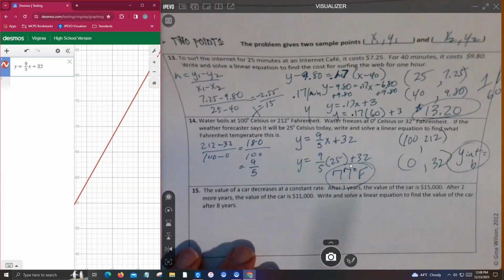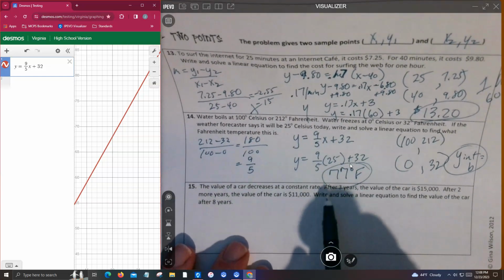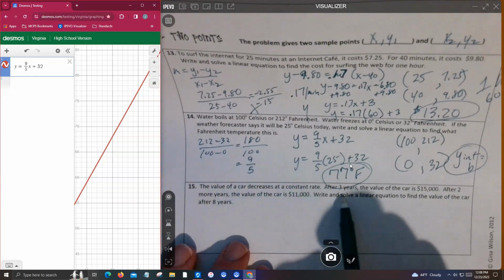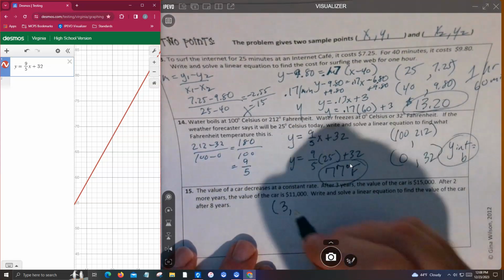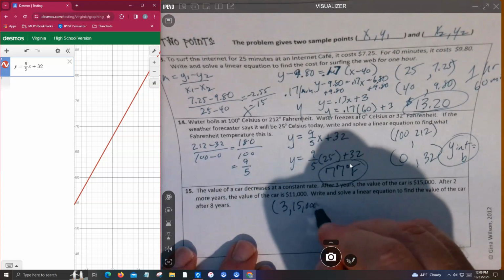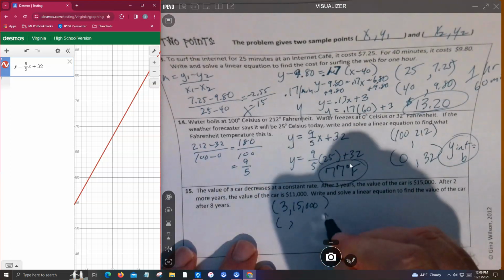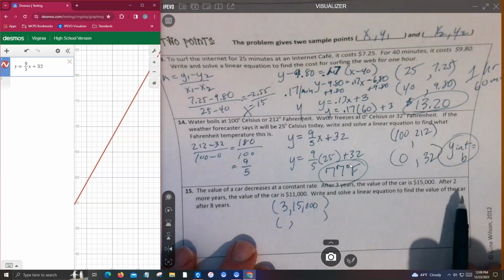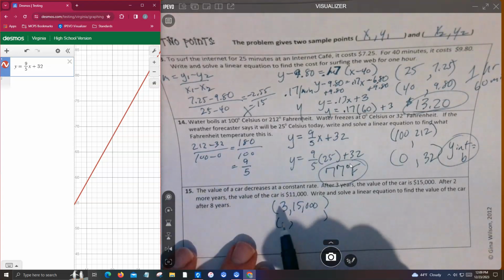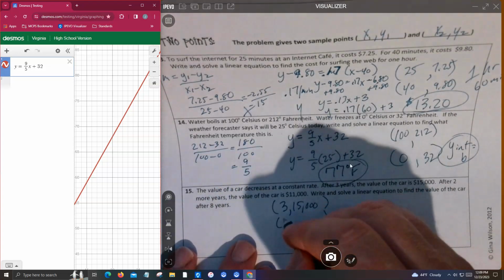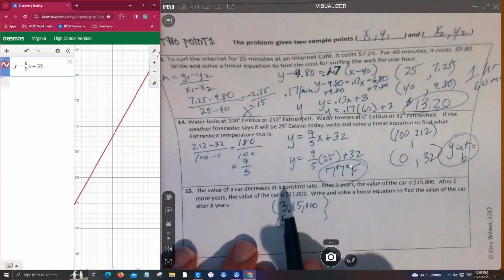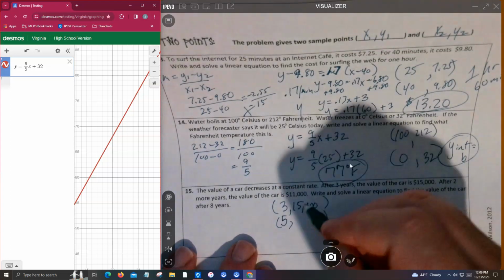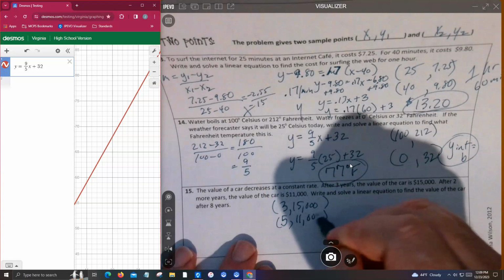All right, so we got to watch out. Okay, so the first one, it says 3 years, so we're at 3 years. The car is worth 15,000. Now be careful, because look what it says next. It says after 2 more years. So if 2 more years have passed from the beginning, it's 5, right? 2 years past the 3 years. So that's 5 years. Be careful. They always seem to do those kinds of tricky things.